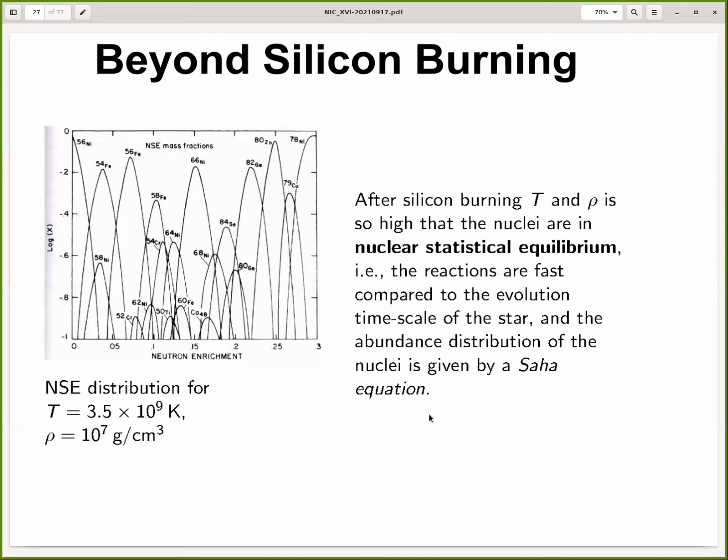And similar to ionization stages in atoms, you can use the Saha equation to determine exactly what the distribution is that you should expect for a given neutron enrichment, that is, for a given neutron-to-proton ratio, what kind of nuclei you might find.